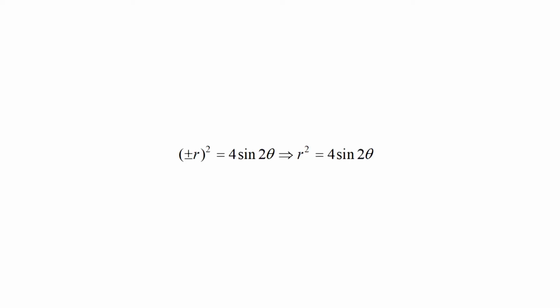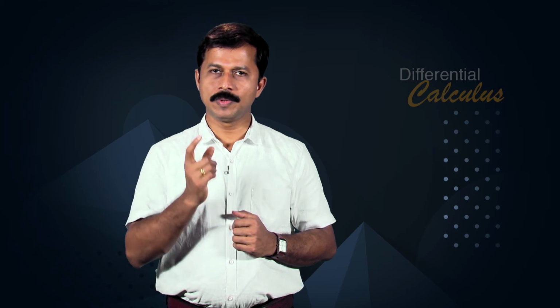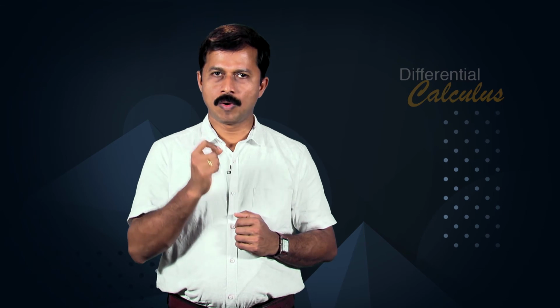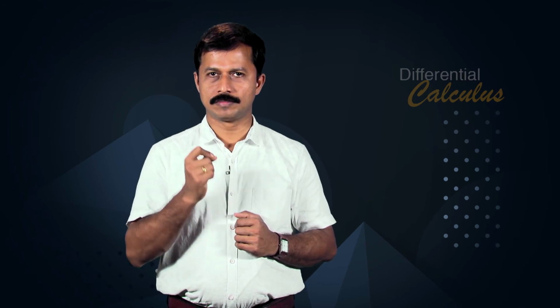The polar equation r squared = 4 sin 2 theta is also a lemniscate. Since (plus or minus r) squared = 4 sin 2 theta implies r squared = 4 sin 2 theta, we have that if (r, theta) is a point on the graph, then (-r, theta) is on the graph.